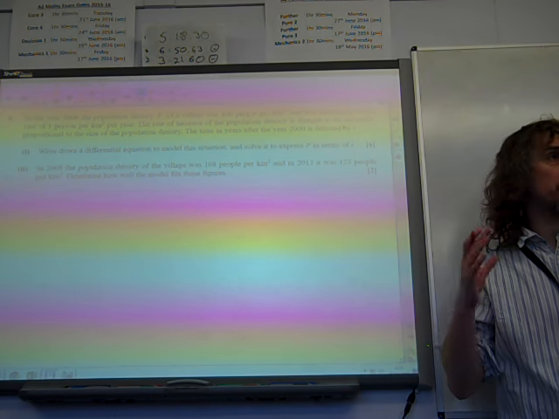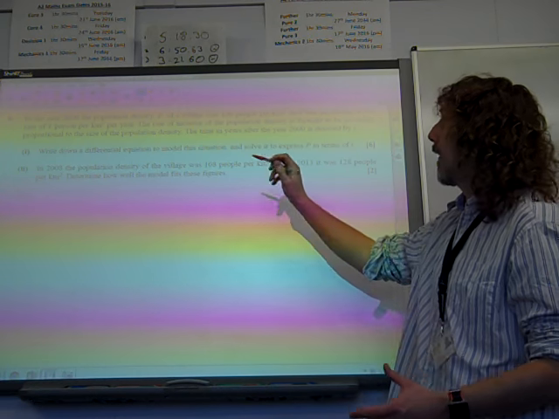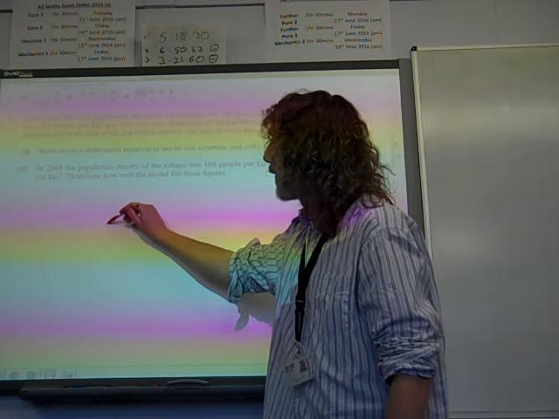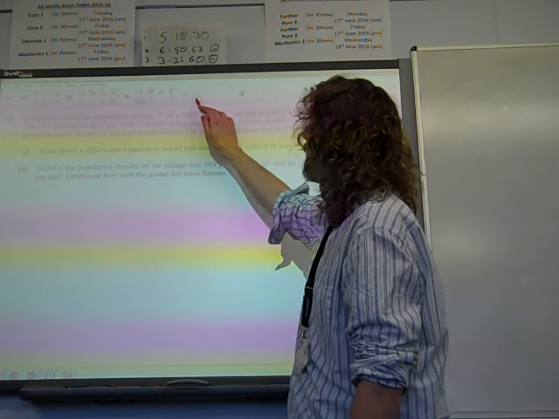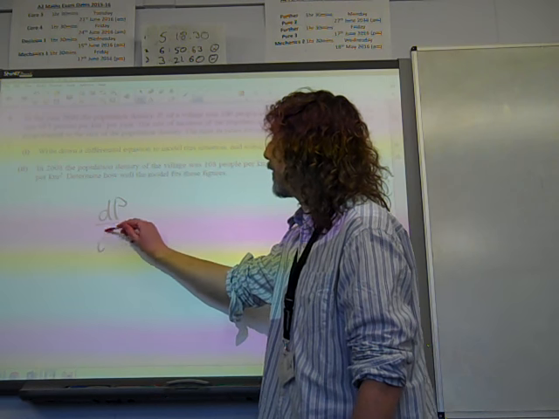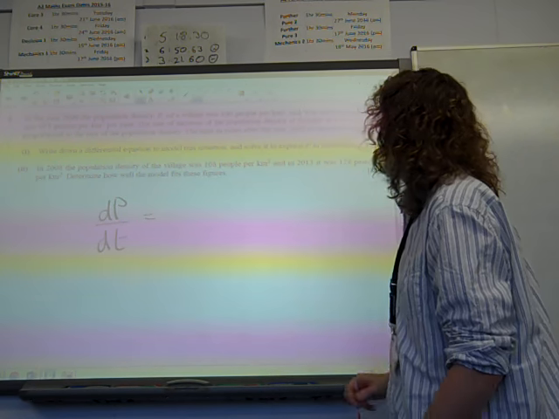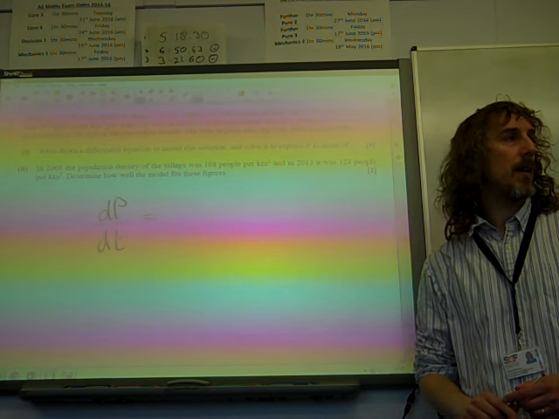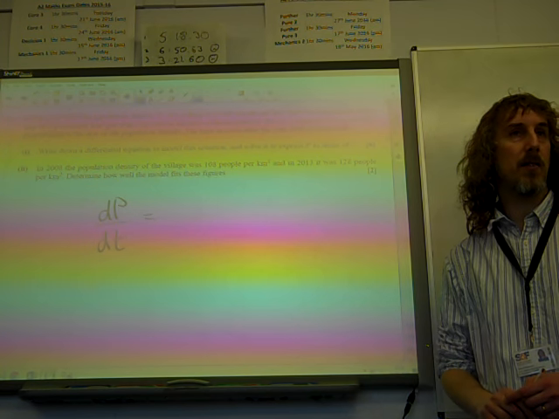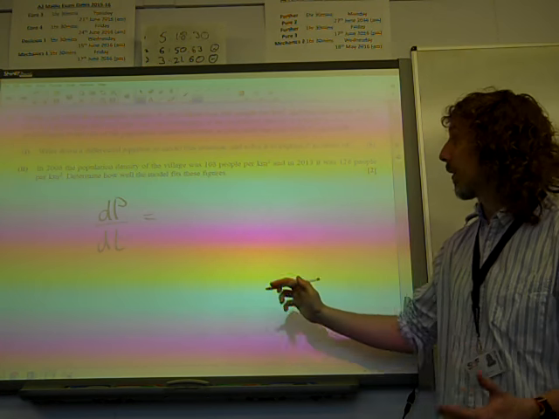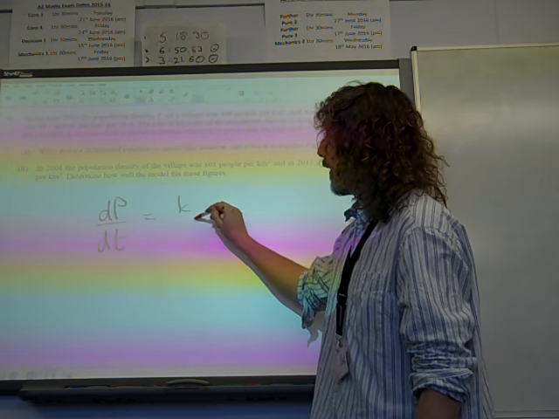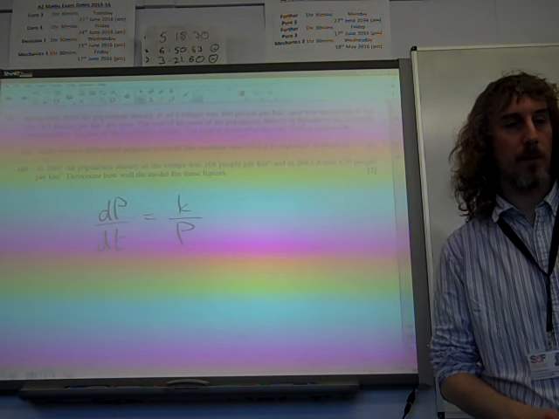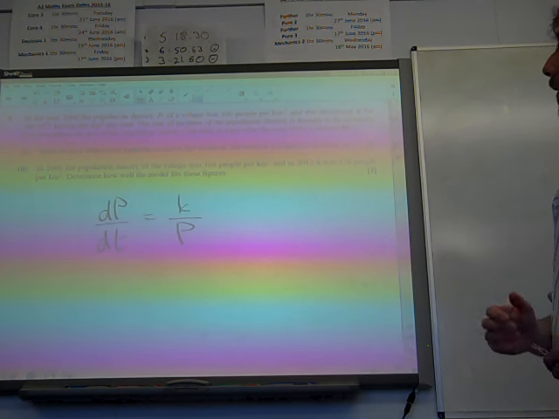Okay, so we've got to try and pull something out of this. The rate of increase of the population density, that's dP by dt, is thought to be inversely proportional to the size of the population density. Inversely proportional means 1 over, and it's proportional, so we're going to write it as k over p. So that's our start point, that's our differential equation for the first mark.